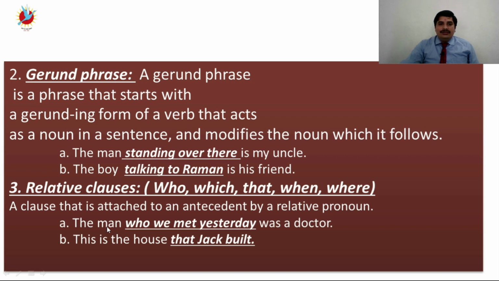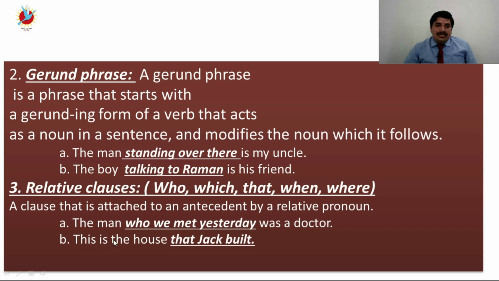The man who we met yesterday was a doctor. So the man is the antecedent of who we met yesterday. So we have to choose these relative pronouns according to the antecedent. Suppose the man, as we know that for persons we use who, so that's why who is there. Okay, and who we met yesterday is the post modifier of the noun man.